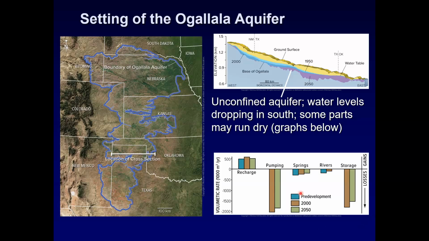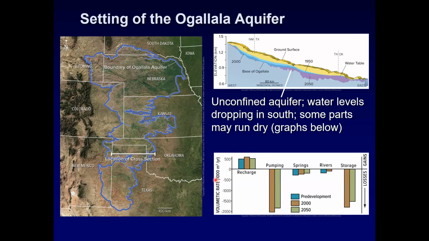All right. But what we have here, elevation and distance out from west to east. Okay, so this is like New Mexico, Texas, Oklahoma. And this is the water table. This is the base of the aquifer. Water levels are dropping in the south, and some parts of it may run dry. Okay, so we'll look at this chart too.